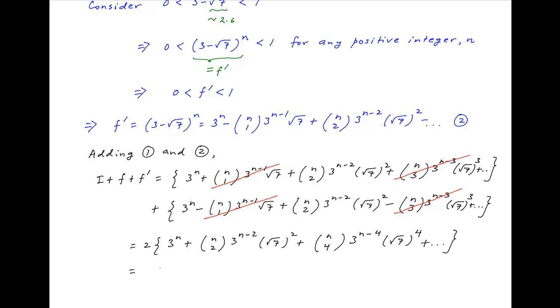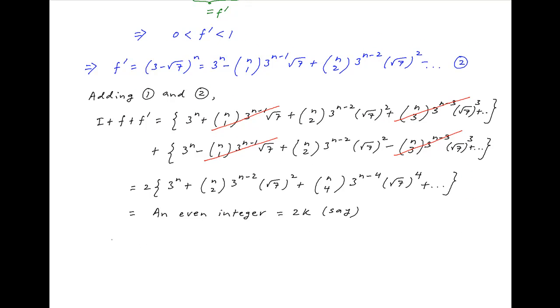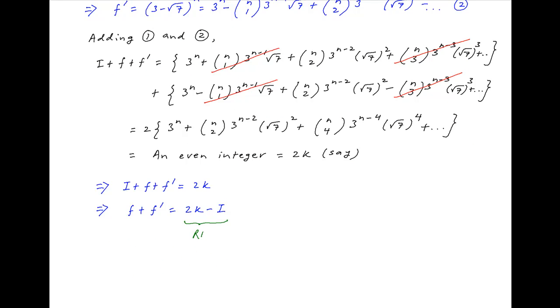Now the expression in the brackets is an integer, and therefore the right hand side is equal to 2 times an integer, which is an even integer. Let's denote it by 2k. Therefore, I + f' is equal to an even integer 2k, and so f + f' is equal to 2k − I. Both the components of the right hand side are integers, and therefore the right hand side is an integer. And so the left hand side, which is f + f', should also be an integer.